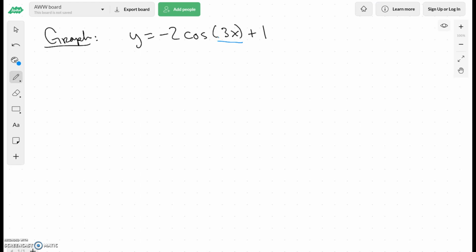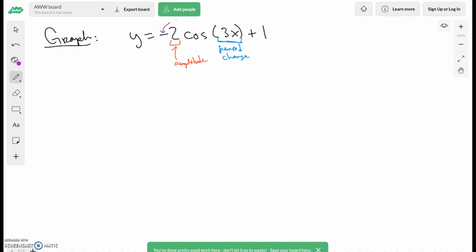So this 3x, the first thing that this tells me is that there's going to be a period change. This is no longer going to be from 0 to 2 pi. That's the first thing I see. Now, the amplitude is also going to change. The amplitude is no longer going to be 1, it's now going to be 2.